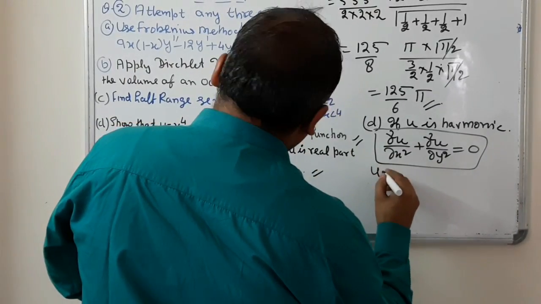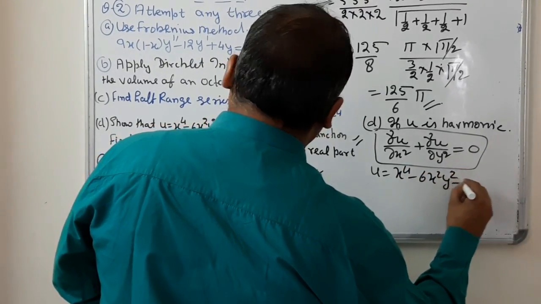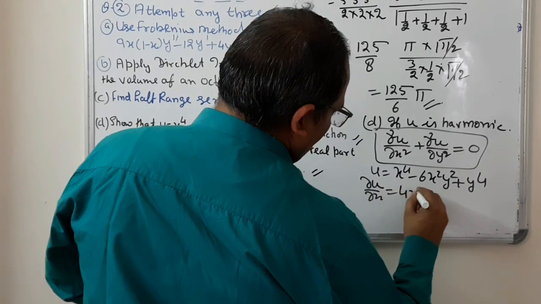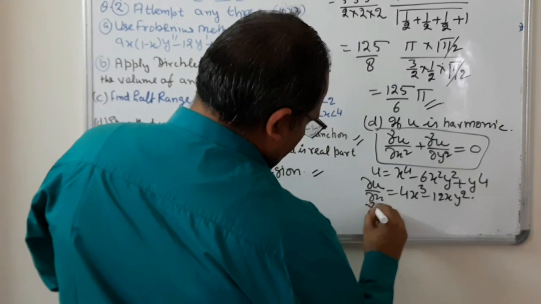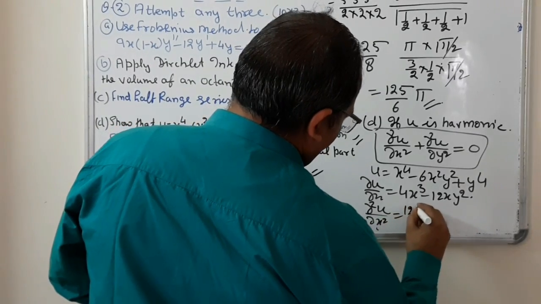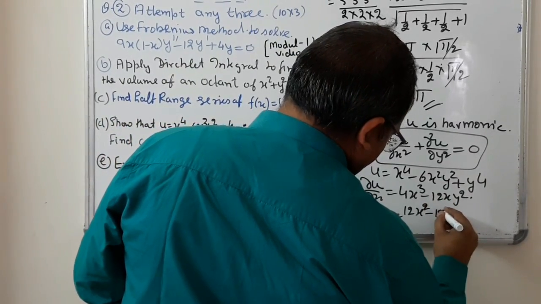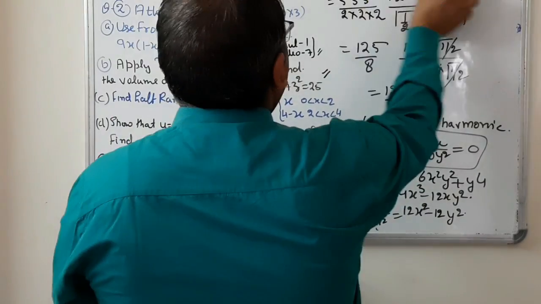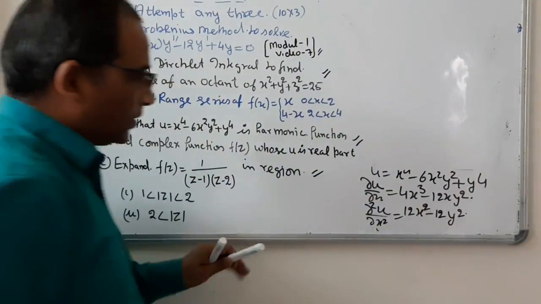Where u is given as x to the power 4 minus 6 x square y square plus y to the power 4. So del u by del x is 4 x cube minus 12 x y square, and del square u upon del x square is 12 x square minus 12 y square. Similarly, find the value of del u upon del y and del square u upon del y square.